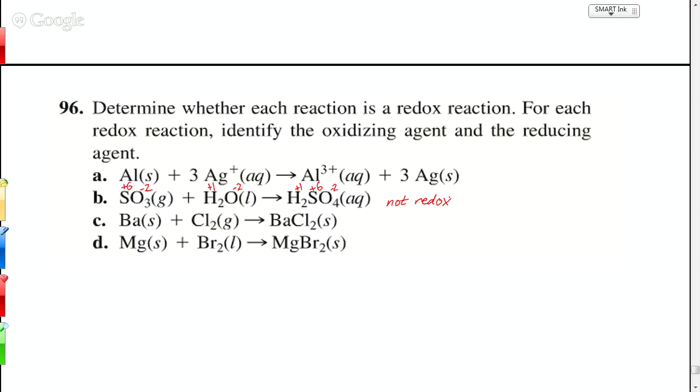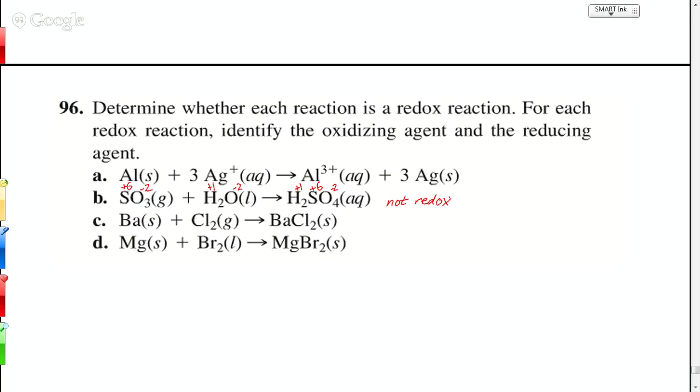The first one pretty obviously changes charge. Aluminum goes from 0 to +3. Silver goes from +1 to 0. The third one, barium goes from 0 to +2, and chlorine goes from 0 to -1. And then magnesium goes 0 to +2, and bromine goes 0 to -1.